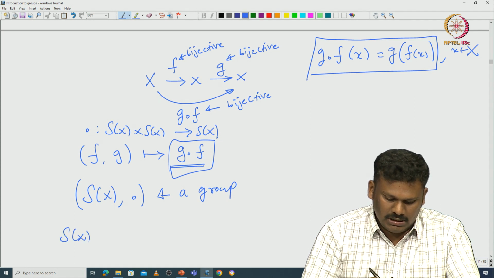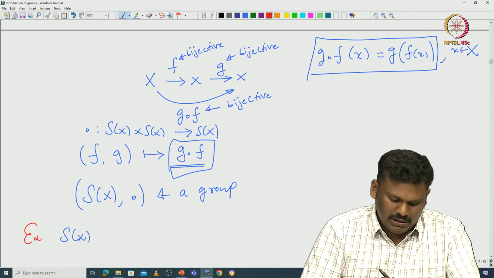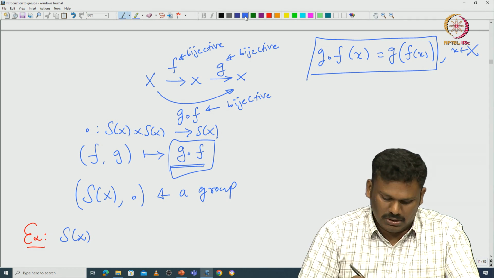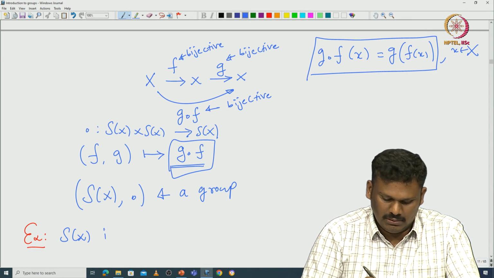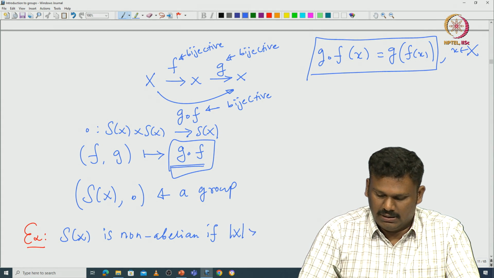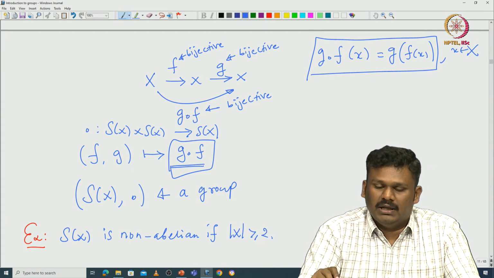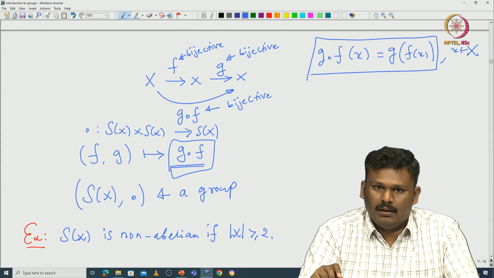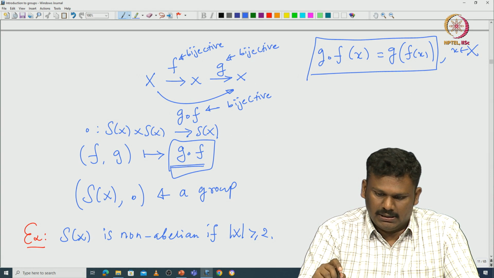and it is not that hard to see that S(X) is almost always non-abelian, is non-abelian if the cardinality of X is at least 2. So, if there are two elements, then you can see that this group is not abelian. Okay. So, you can actually take it as an exercise.